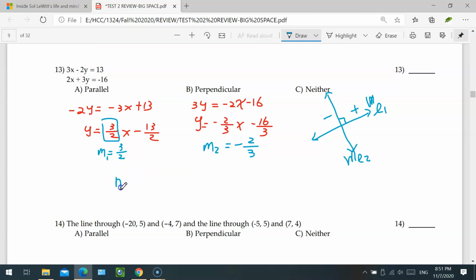So that means the slope of line 1 multiplied by the slope of line 2 must be equal to negative 1. So now, in order to determine whether the product of these two is negative 1 or not, we simply multiply 3 over 2 times negative 2/3. Now the output we get is negative 1. So that means these two lines are perpendicular.